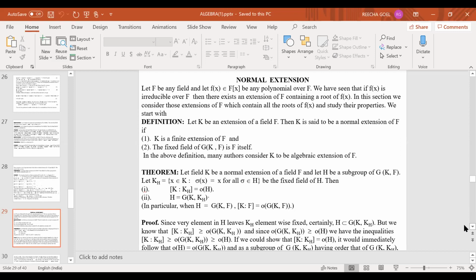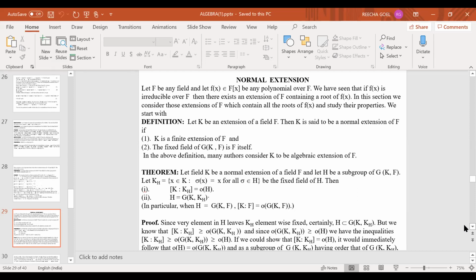So with respect to this subgroup H of G(K,F), we have a field K_H. And what is the relation? If K happens to be a normal extension of F, then the degree of K over K_H is nothing but the order of H. Now, once you have this K_H, I can talk of G(K,K_H). That is, it is the group of all automorphisms of K under which each element of K_H remains invariant. And we will show that this G(K,K_H) is nothing but H itself.